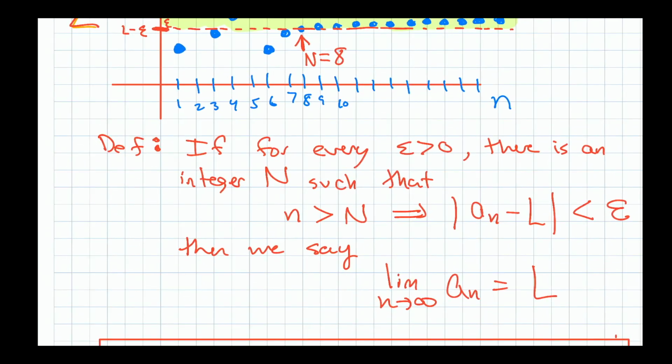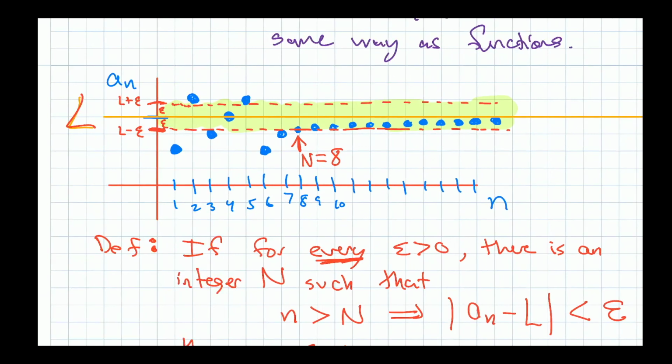And the definition says every epsilon greater than 0, that happens. So that means if you shrink this interval to like here to here, you can still go out far enough and all of the blue dots will be in this little interval instead.